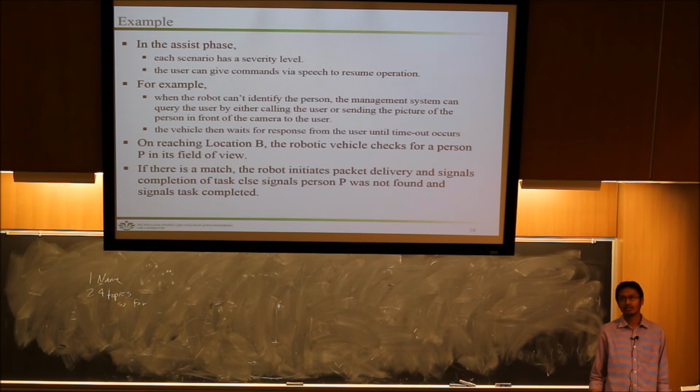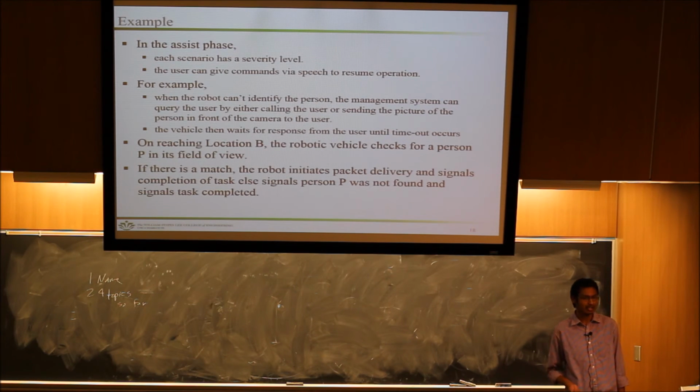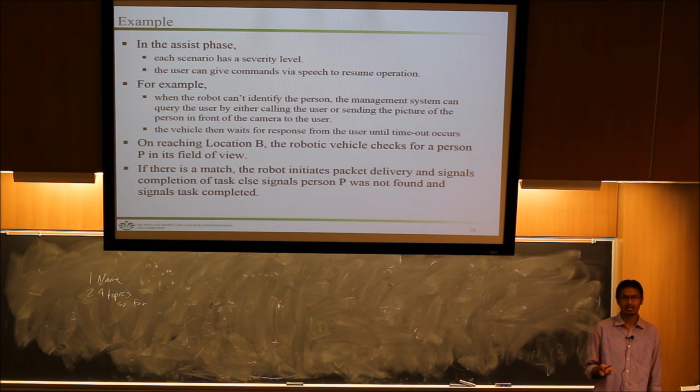And when the robot can't identify the person, it can query back to the user through wireless communication or some other protocol and get advice from the operator. Since the vehicle can't keep waiting indefinitely, you should have a timeout interval. If the timeout doesn't happen, it receives the response from the user. If a timeout happens, you can just abort the operation, depending on how you program it. It's an implementation-level detail.